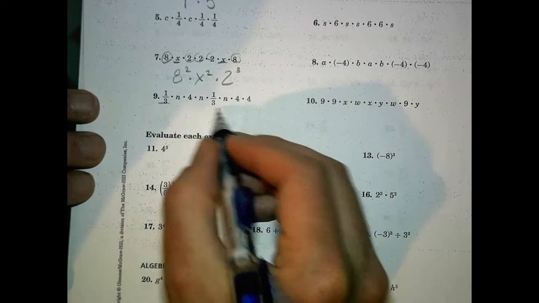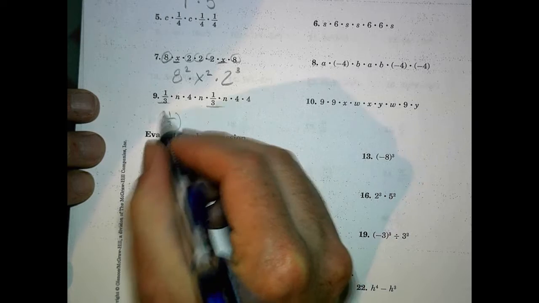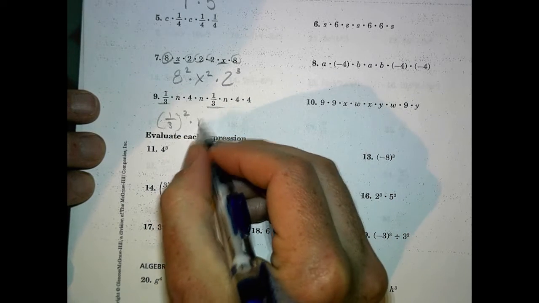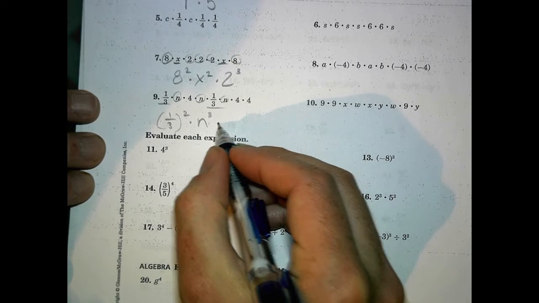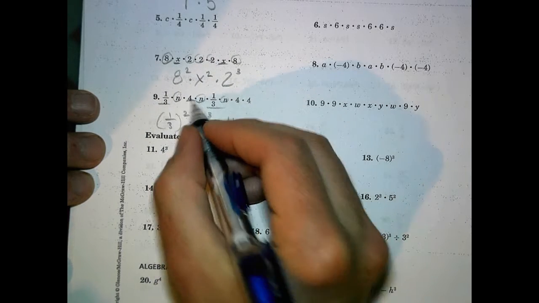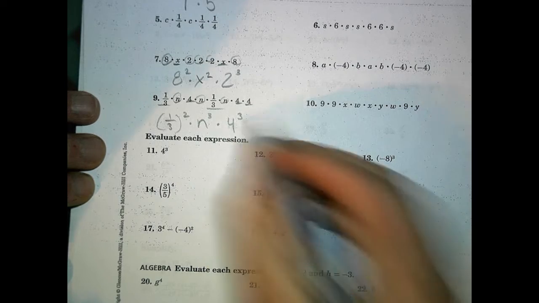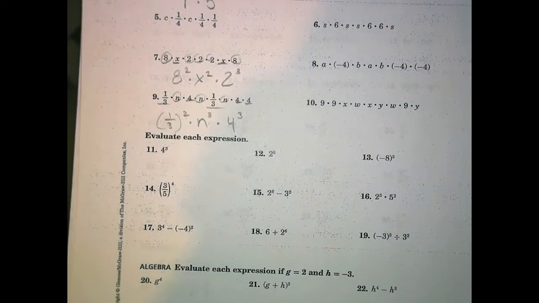The next one, I have a third and a third. I have it twice, so I'll do 1/3 squared. Then I have n's, 1, 2, 3, n to the third. Then I have 4s, 1, 2, 3, 4 to the third. Just like that, just adding them up.